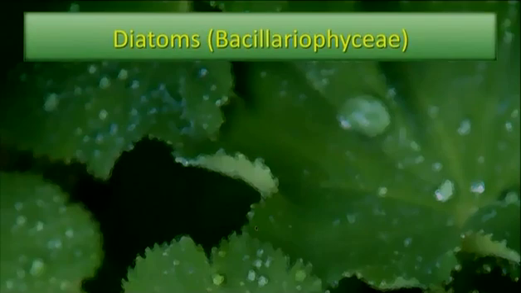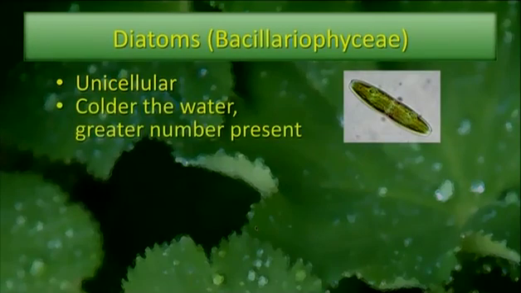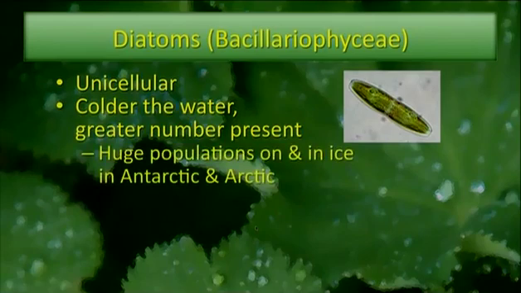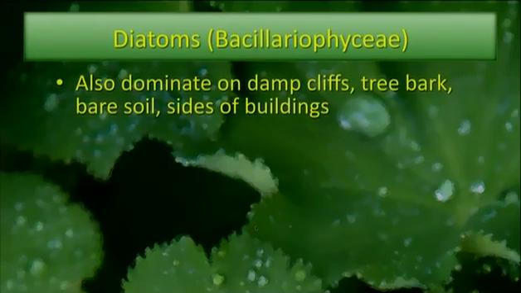First, the diatoms. The diatoms are unicellular algae. They form a good part of the phytoplankton. The colder the water, the greater number of diatoms are present, so they have huge populations on and in ice in Antarctica and the Arctic. A large part of the foam at the waveline on the beaches is oils from diatoms, because oil is the main storage product of diatoms.